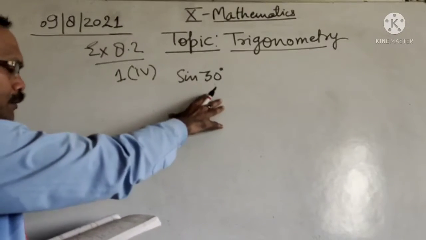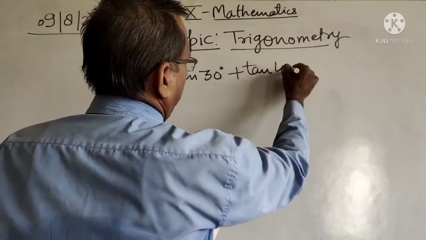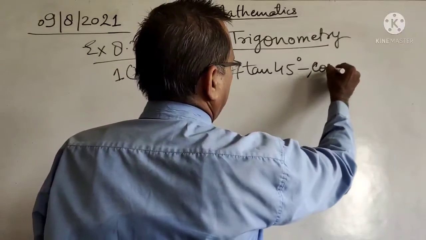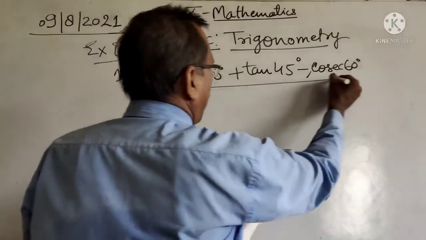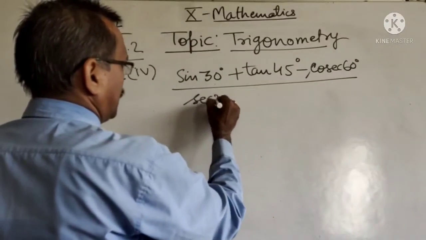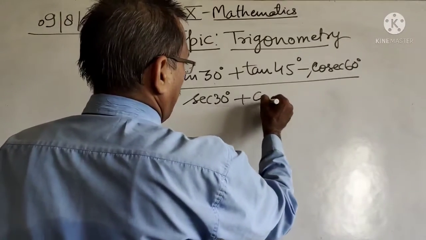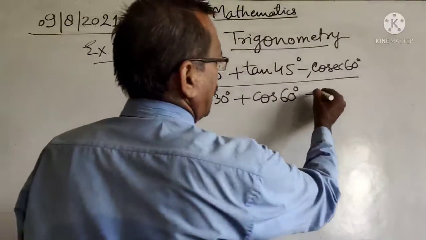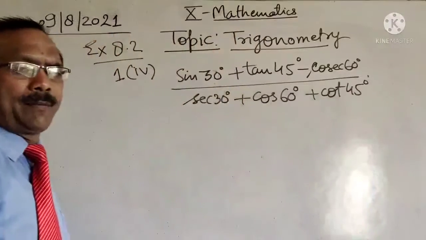Find the value of (sin 30 degree plus tan 45 degree minus cosec 60 degree) divided by (sec 30 degree plus cos 60 degree plus cot 45 degree).